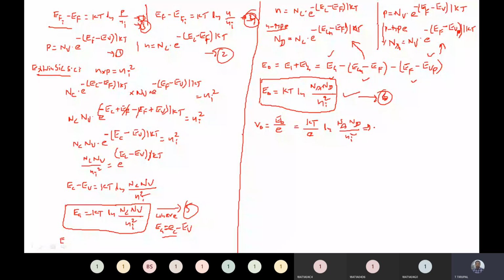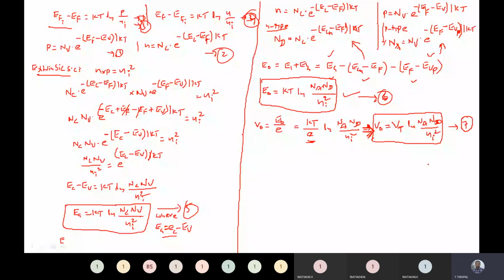Now what is this equation? V naught is equal to, you know already. What is KT by E or KT by Q? Anyone? What is KT by E or KT by Q? VT, sir. VT, volt equivalent of temperature. V naught is equal to VT ln Na Nd divided by Ni square. So this is another equation for the potential energy barrier for holes. This is called the seventh equation.